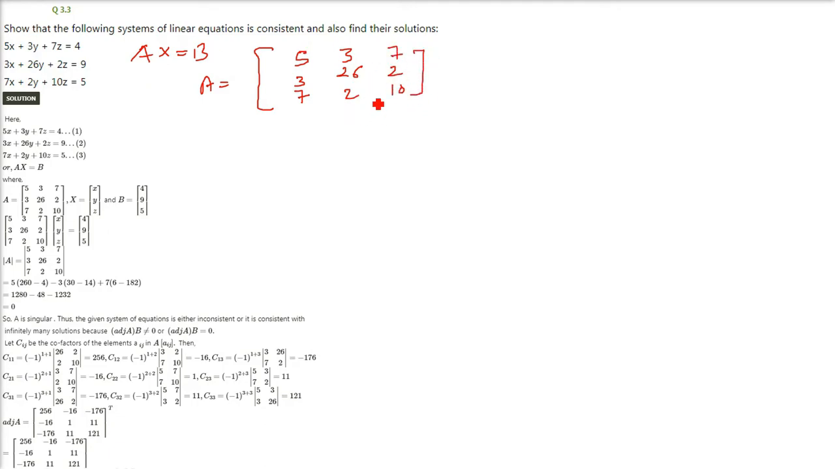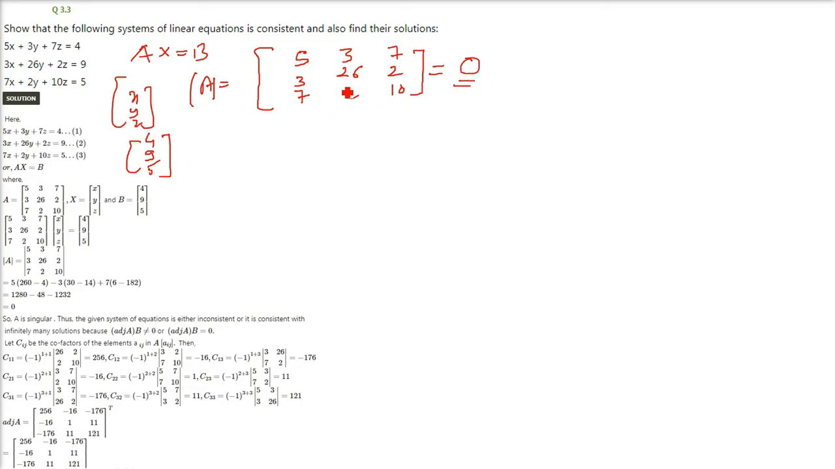This is your A. Now what is X here? X will be x, y, z. What is B here? 4, 9 and 5. This is B matrix. A matrix you have, B matrix you have, and X matrix you have. So first you have to find out the determinant of A. So you know how to find out the determinant. Let me tell you, the answer will come as 0.